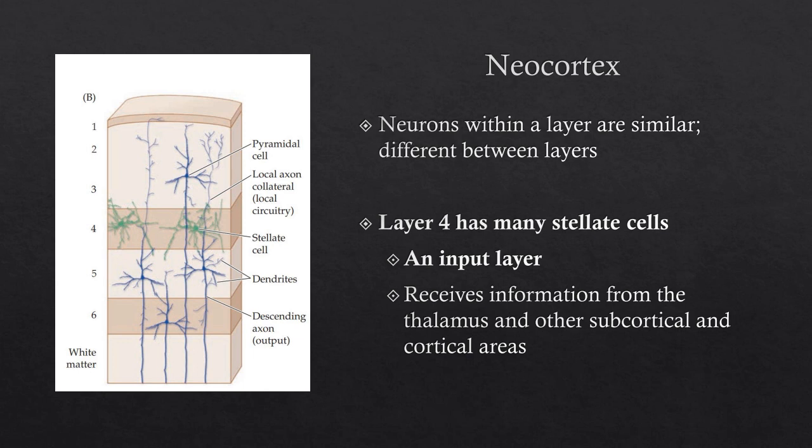Layer 4 has many stellate cells, and it is an input layer, which is going to be where the axons from the thalamus and other subcortical regions are sending their information. So layer 4 has a lot of stellate cells and receives its information primarily from the thalamus and other subcortical and cortical areas.